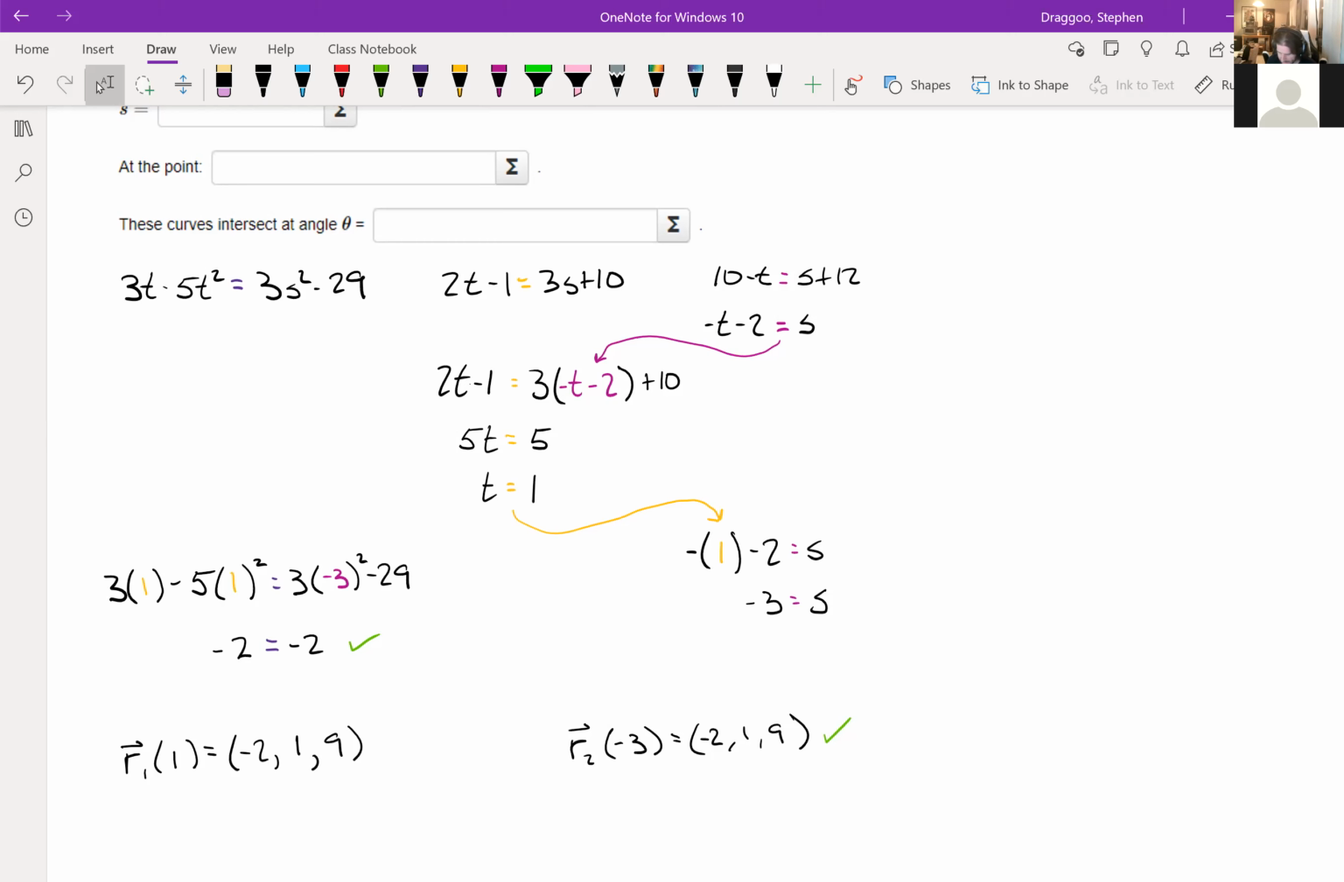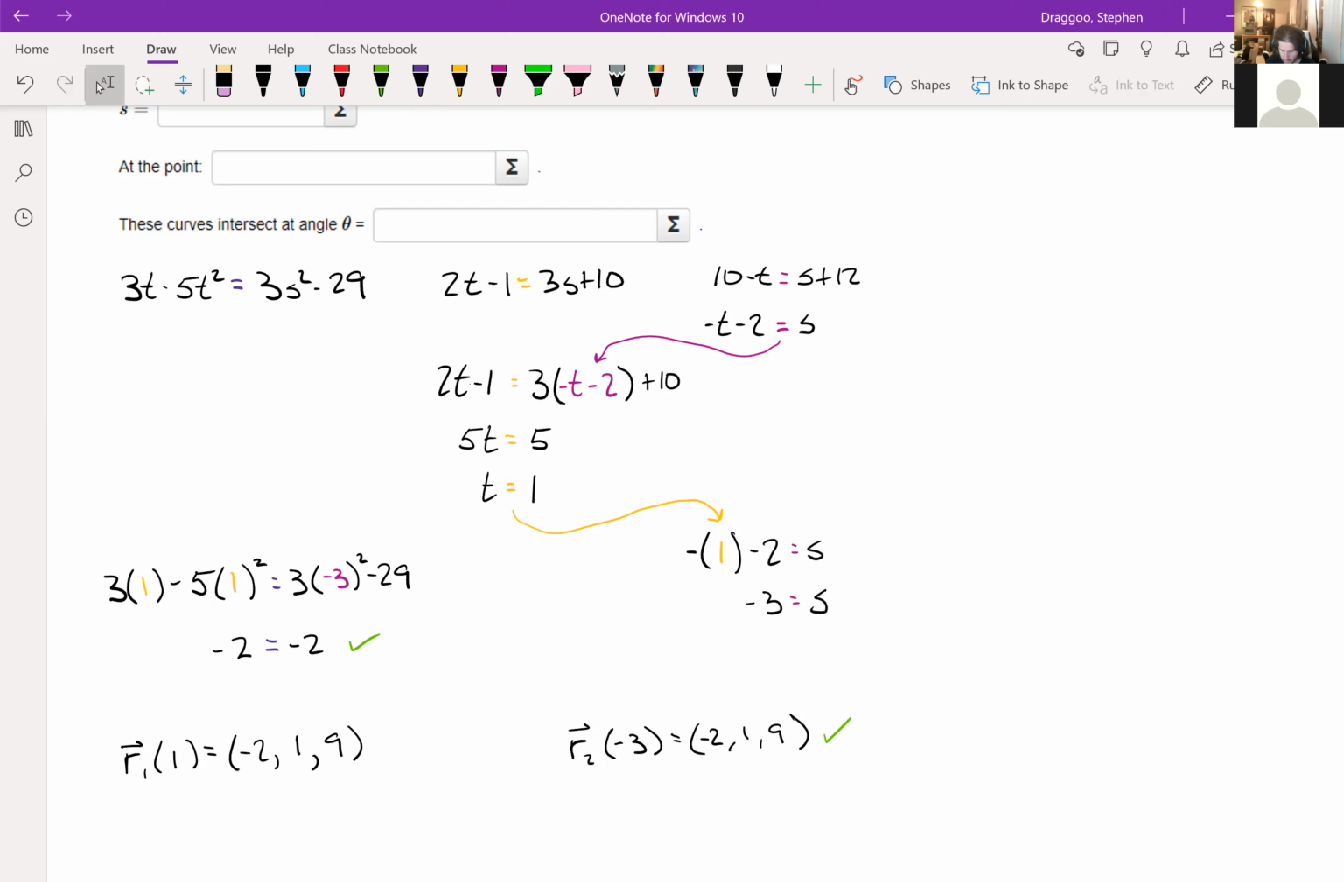Then to find the point, I simply plug those values in for t and for s into R1 and R2 and verify that I get the same point on both sides. Cool, I did. It's at the point -2, 1, 9. So I have my t and s values and my point. So now it's on to that third bit.